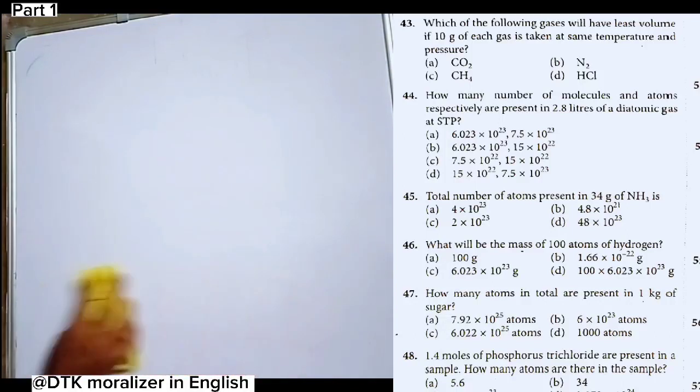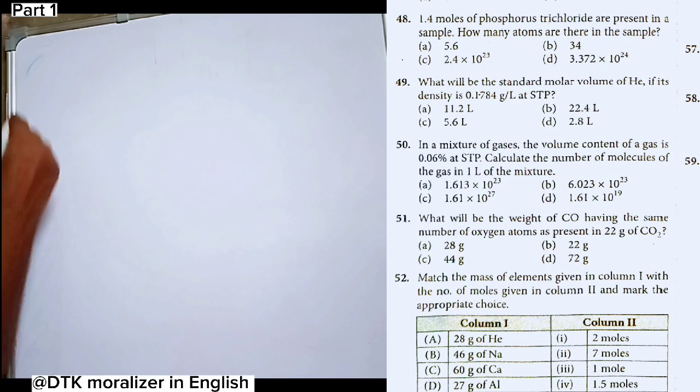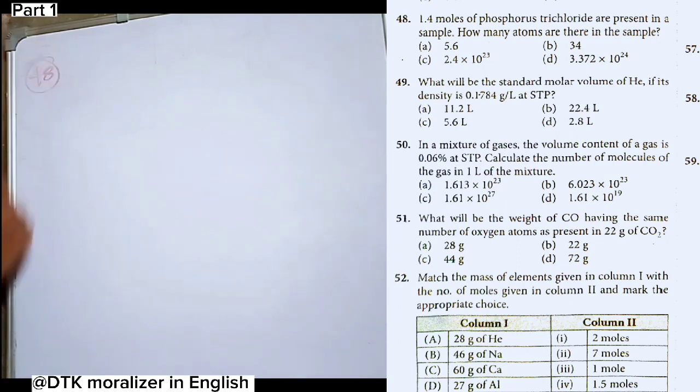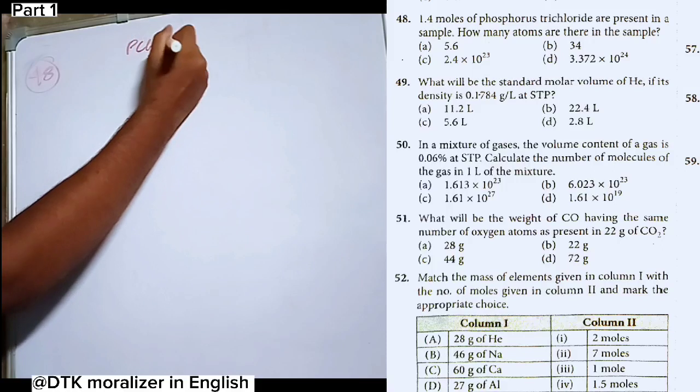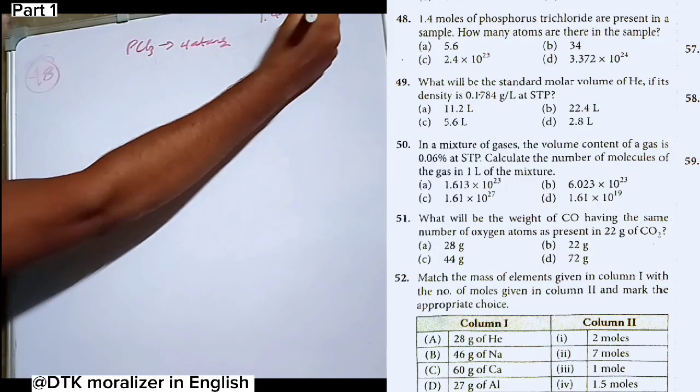Here 8 into 10 power 25 are the atoms. Below I am taking the round figure value, so I have to find out this below. So option A, 7.92 into 10 power 25.